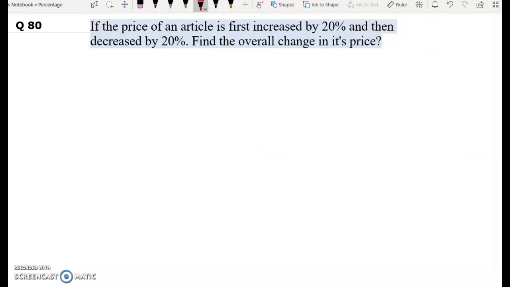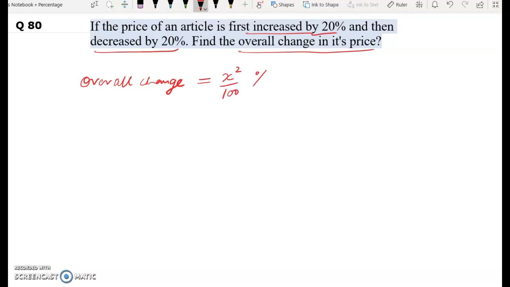Question number 80. If the price of an article is first increased by 20% and then decreased by 20%, find the overall change in its price. Now there is a formula. The overall change will be, let's say if the increase percentage is X% and the decrease percentage is also X%, the overall change will be X square by 100%. This is the formula, direct formula.